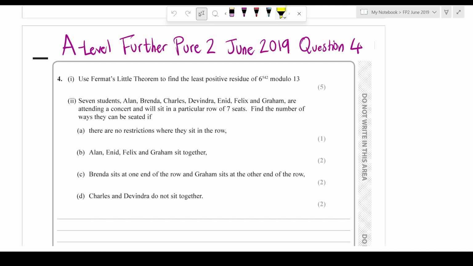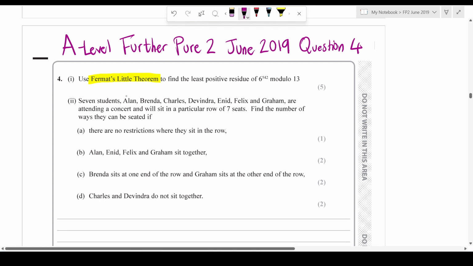Right, okay, so let's have a look at question 4 now. This looks like a number theory topic, so let's have a go. First question: use Fermat's little theorem to find the least positive residue of 6 to the power 542 modulo 13. First of all, we need to think about what Fermat's little theorem tells us.